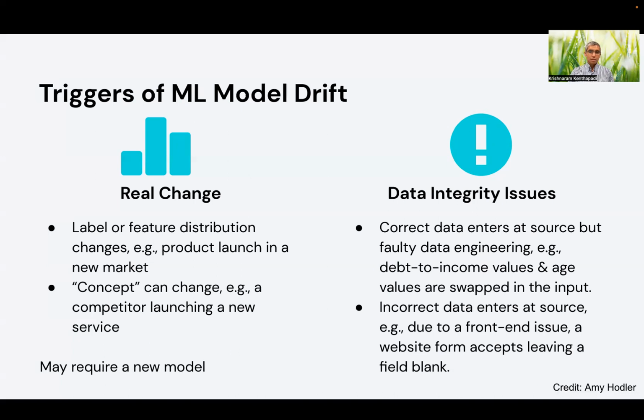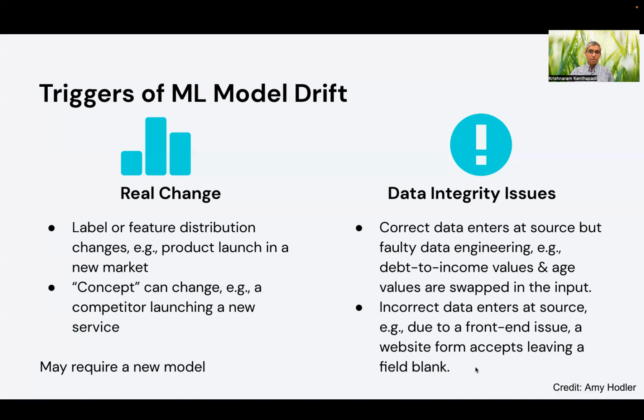For instance, somewhere in the pipeline, values for age and debt to income may have been swapped, and that might cause an issue. Or it's possible that somebody might have made a change from, say, inches to centimeters for some measurement, but that may not have been reflected downstream. As a result, the machine learning model might expect the value to be in inches, but instead is receiving the value in centimeters.